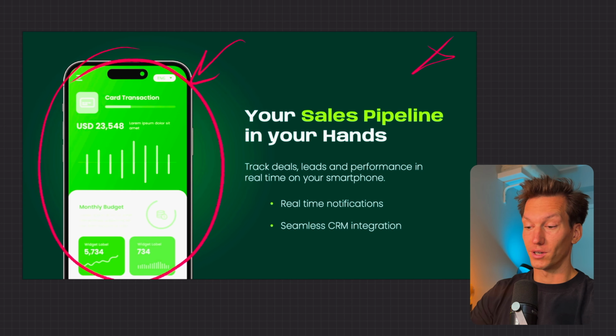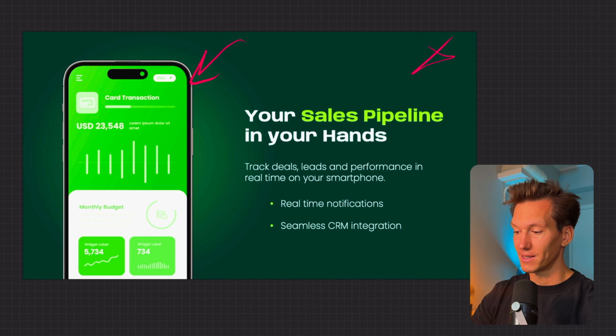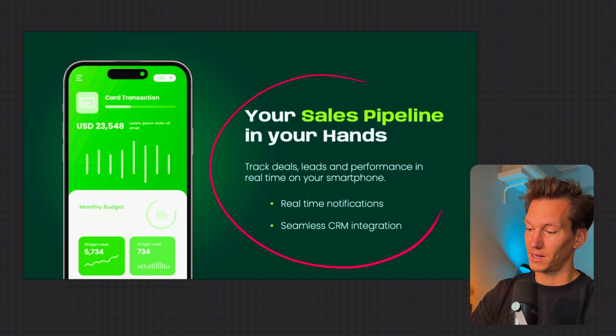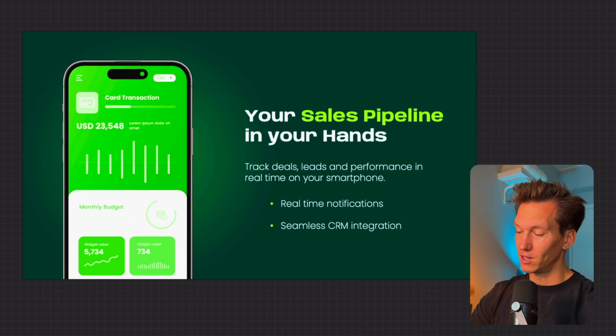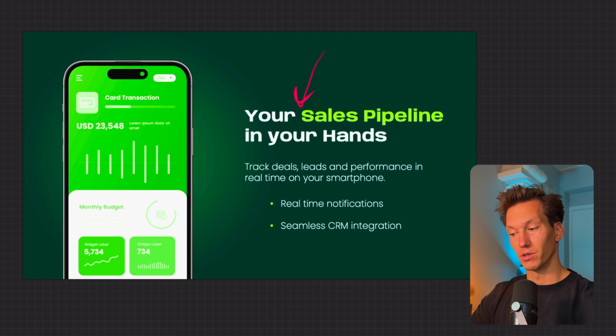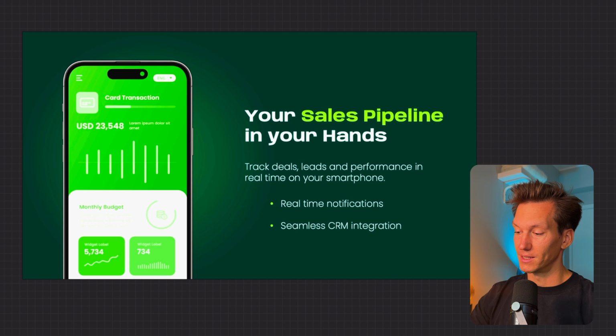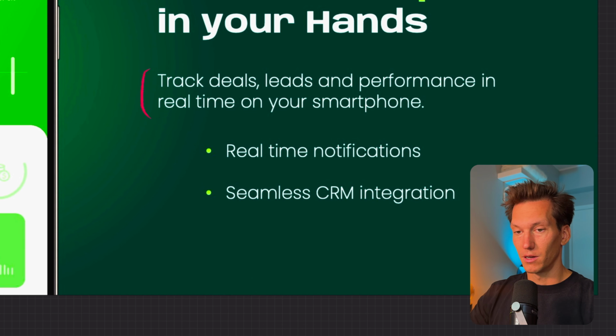I put that visual on the left side of the screen, and on the right side I kept room for the text. Here I went for a bolder font, "your sales pipeline in your hands," with the sales pipeline being the keyword that I wanted to highlight, so I did that in a different color. Then I added the text below as the sub headline, and then the 2 bullet points, real-time notifications and seamless CRM integration.